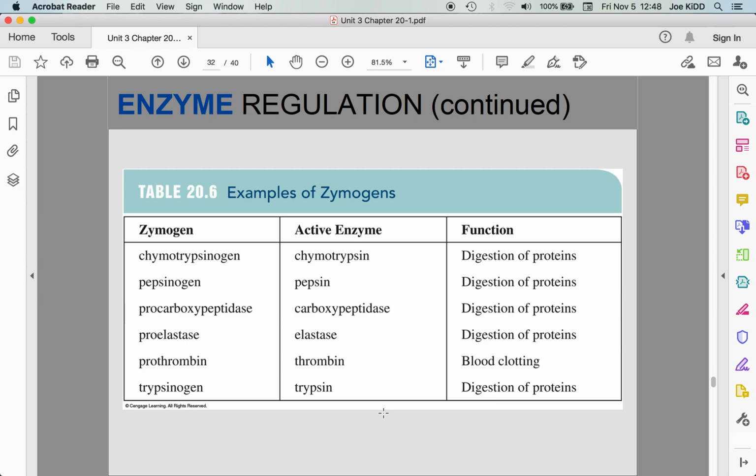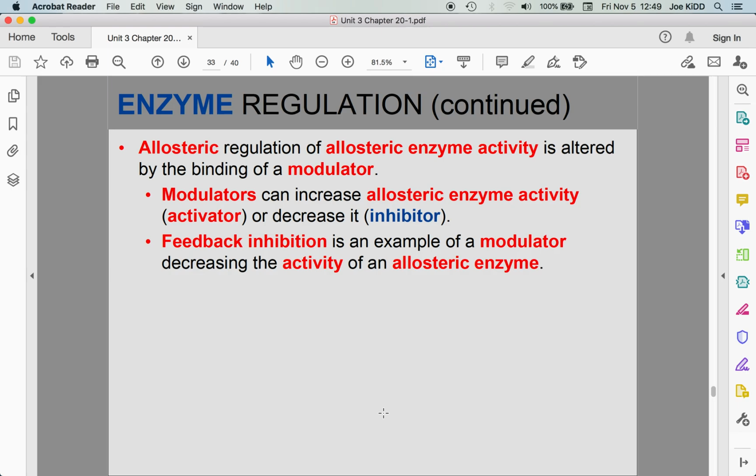Here we can see a bunch of different examples of zymogens, what their active enzyme is, and what that process would be. Again, this is a very helpful way that enzymes can be regulated physiologically to make sure that they're not constantly working and maybe doing more damage than they should, so that they can be turned off and be ready to be turned on at a determined signal.